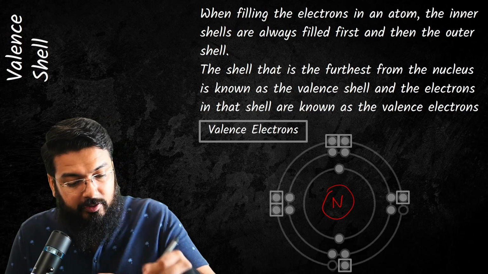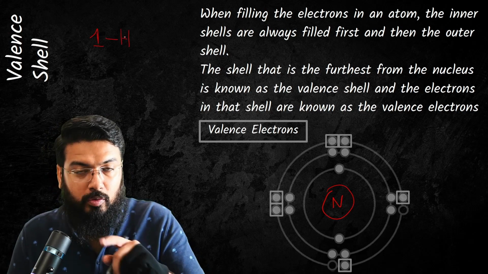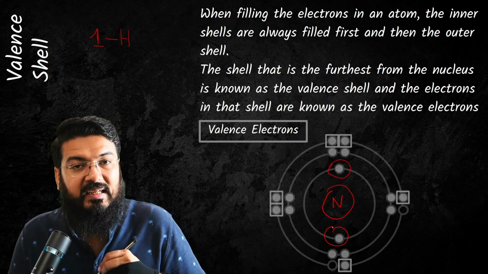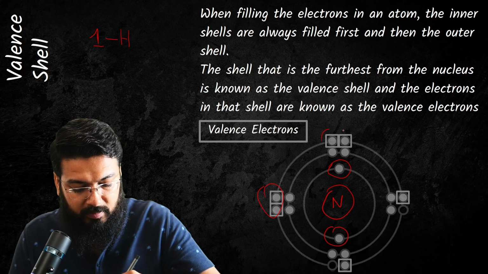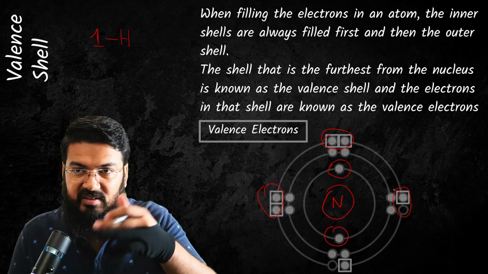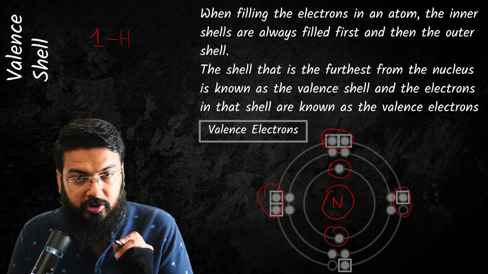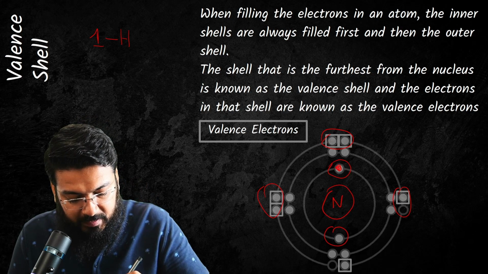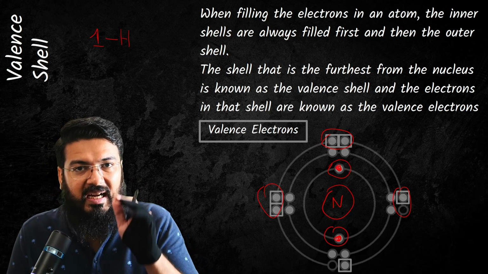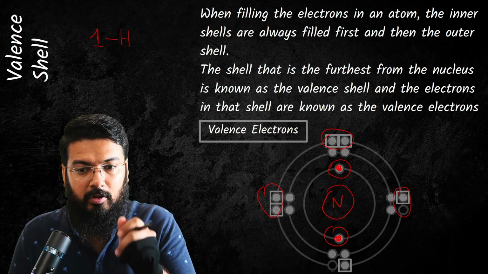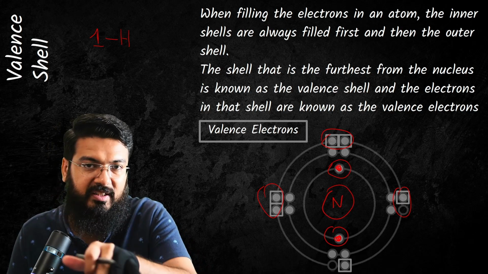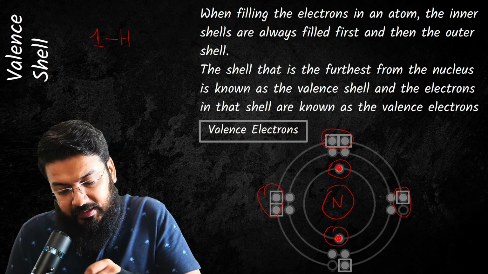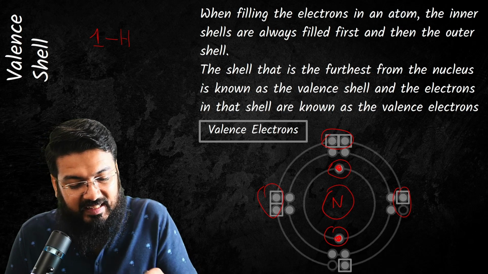So for hydrogen, we discussed that it has only 1 electron, and that 1 electron is going to want to be in the innermost position. It's not going to want to be in the last shell or even the second to last shell. If an empty space is available as close to the nucleus as possible, that's where you will find the electron. Like I said, when filling, the inner shells are always filled first and then the outer shells.